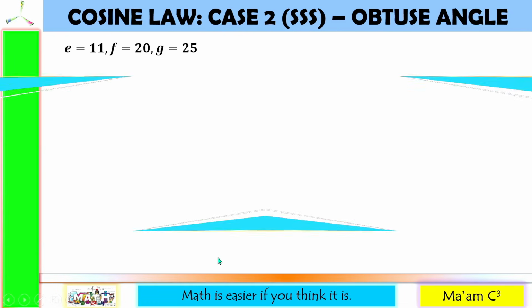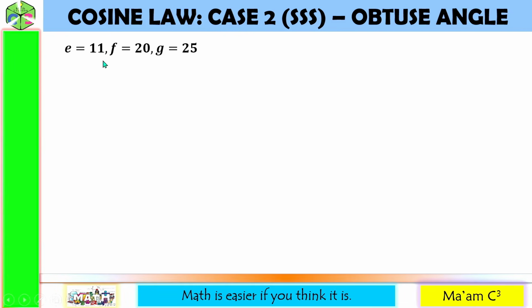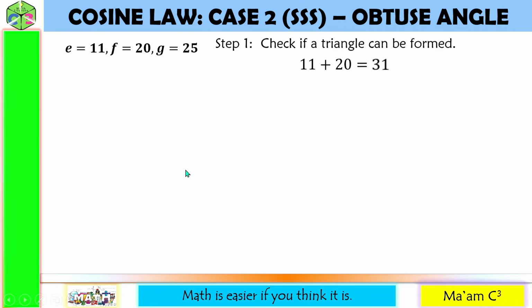Let's have another one. E is equal to 11, F is equal to 20, and G is equal to 25. Again, this is S, S, S. So first, we have to determine if there is a triangle. Let us add the 2 shorter sides. 11 plus 20 is 31. And let us compare that with the longest side, and 31 is greater than 25. So yes, there is a triangle.